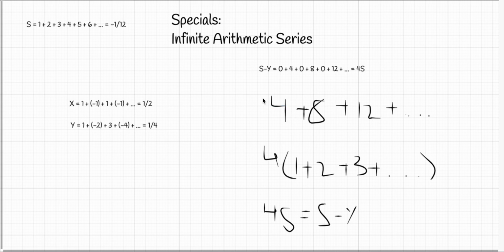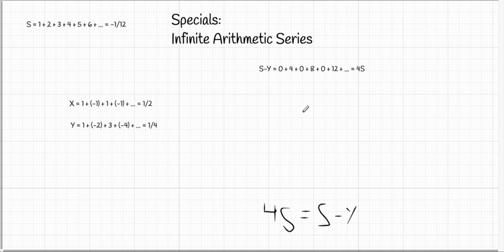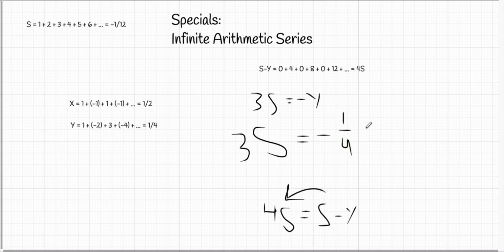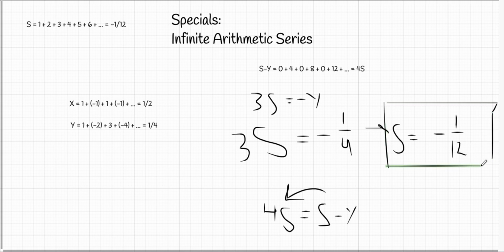So I'm just gonna remove these for now, so I have enough space to solve the equation. 4S is equal to S minus Y. Subtract S from both sides. We get 3S is equal to negative Y. Again, we can substitute in Y. We know Y is equal to 1/4. So 3 times S is equal to negative 1/4. Divide both sides by 3, and we get the intended result. S is equal to negative 1/12. Like I said from the start, S is equal to negative 1/12. This is our final answer. We are done with our proof.